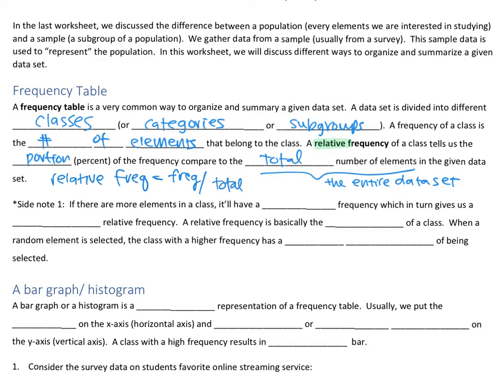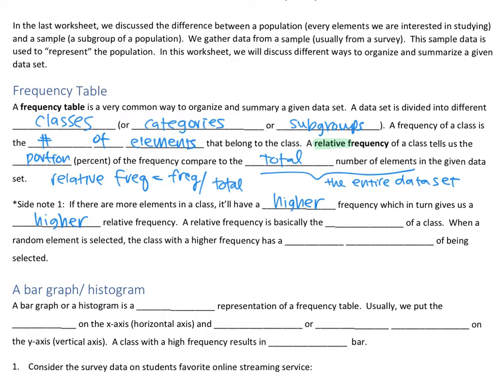Okay. All right, side note, if there are more elements in a class, that means I'll have a higher frequency, which in turn gives a higher relative frequency. So kind of like what I expected, if there is more stuff in the class, then it'll have a higher frequency. That means it's going to have a higher percent, which is relative frequency.